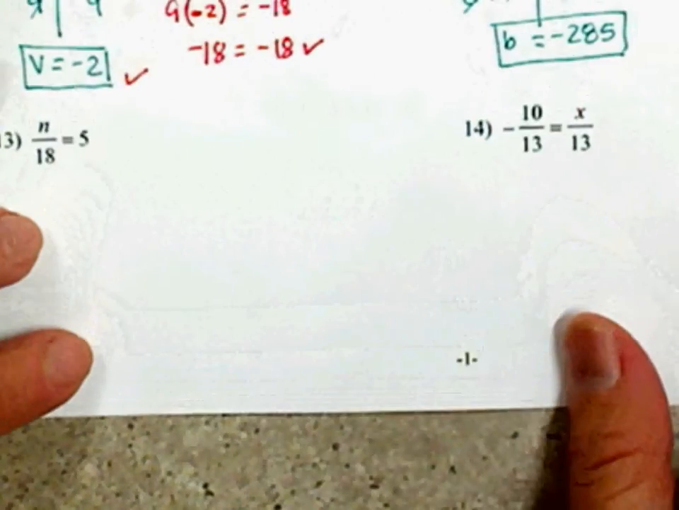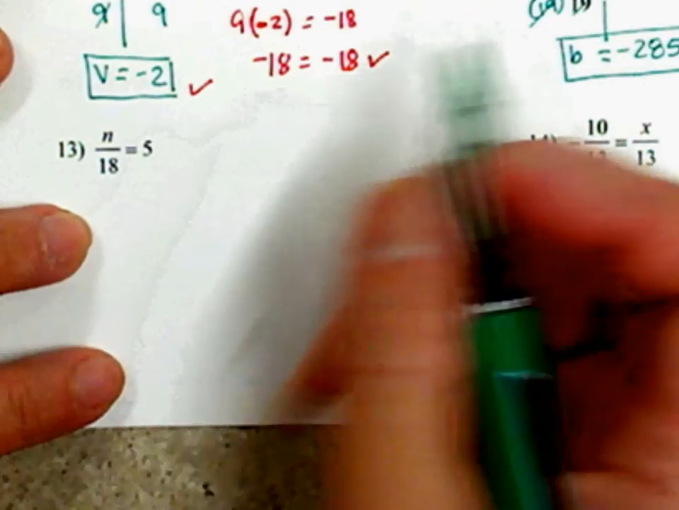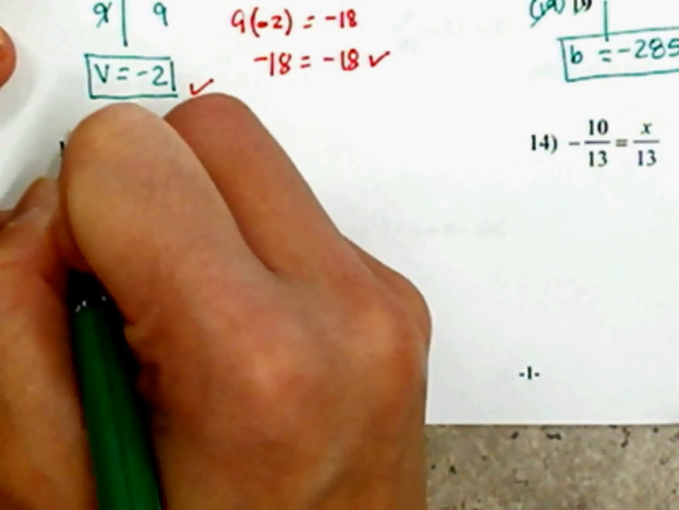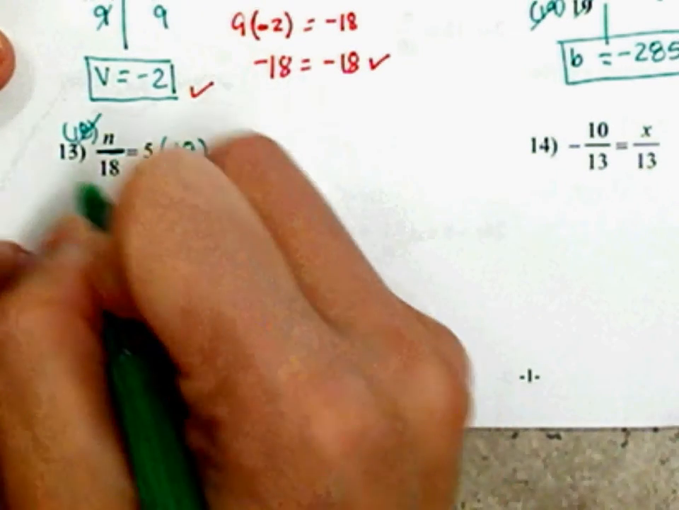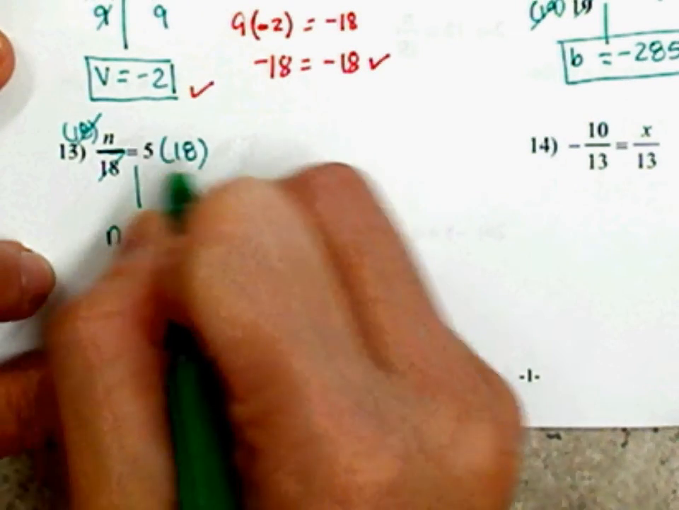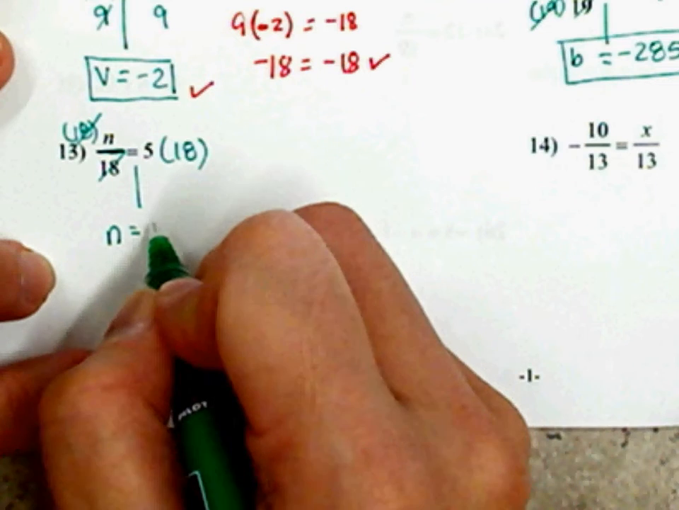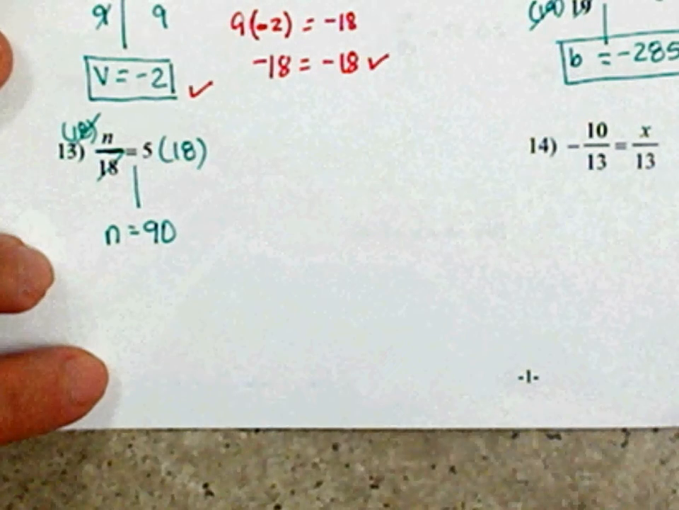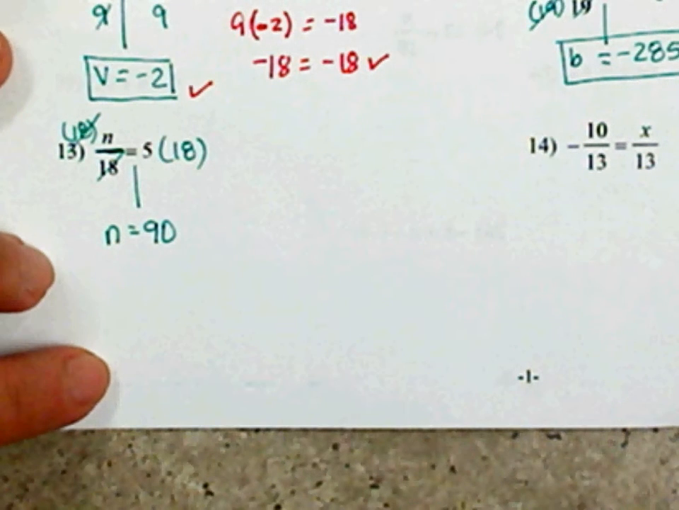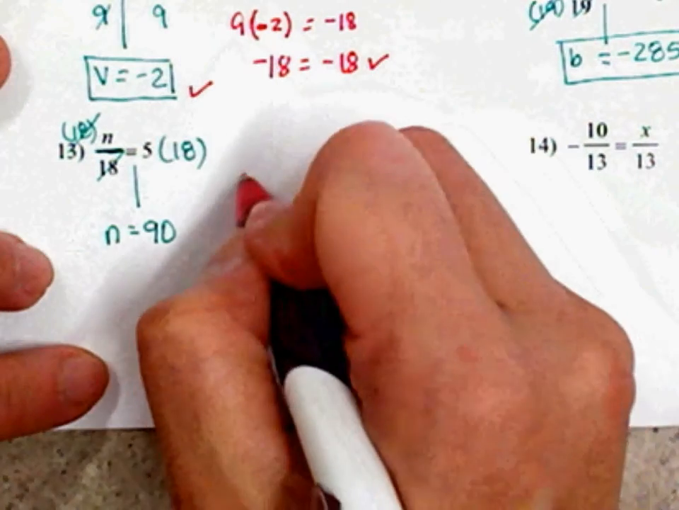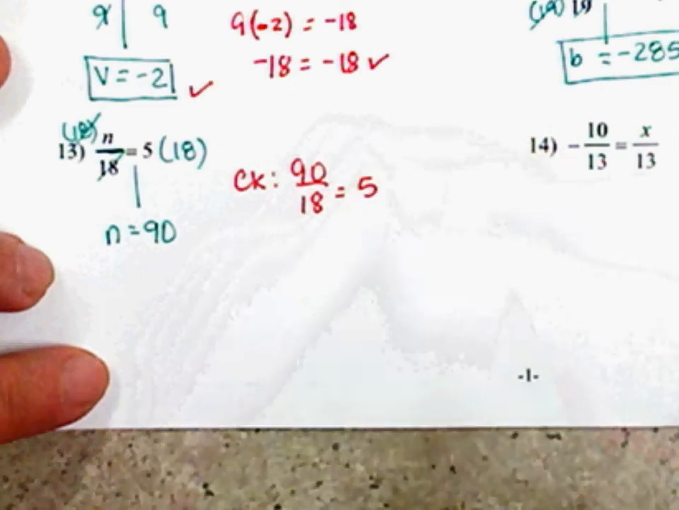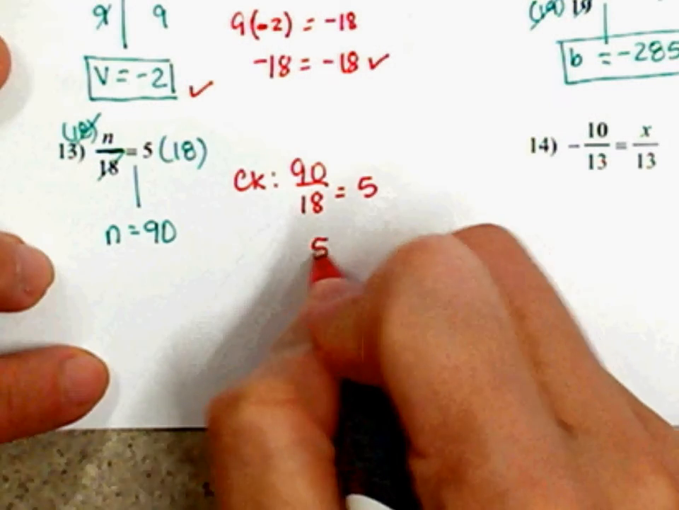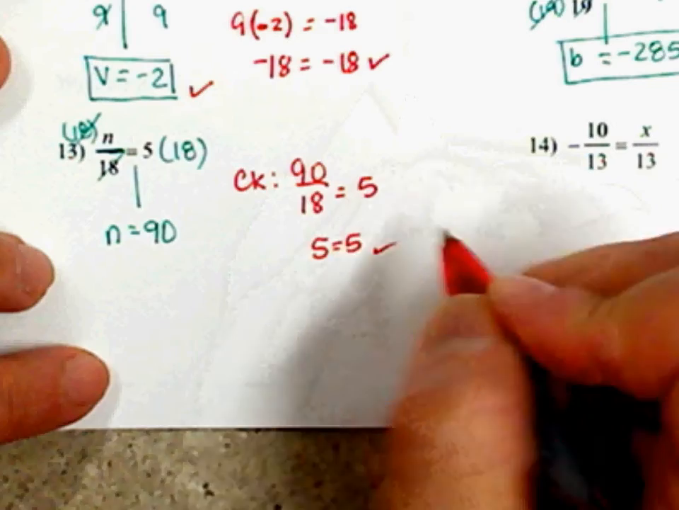So, all right, number 13. N divided by 18 equals 5. See how it's divide? So you're going to multiply by 18. These two cancel, so n is equal to 5 times 18, which is, I believe it's 90. Yep. Okay? Check your math. 90 divided by 18 is equal to 5. Check. Check.